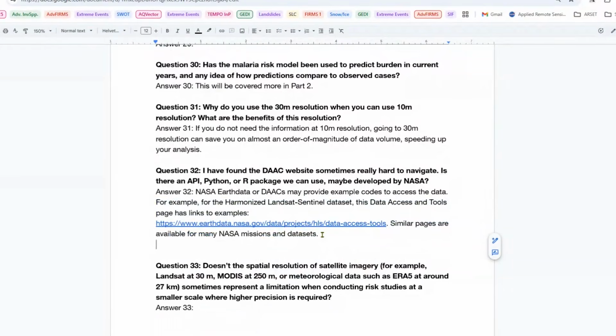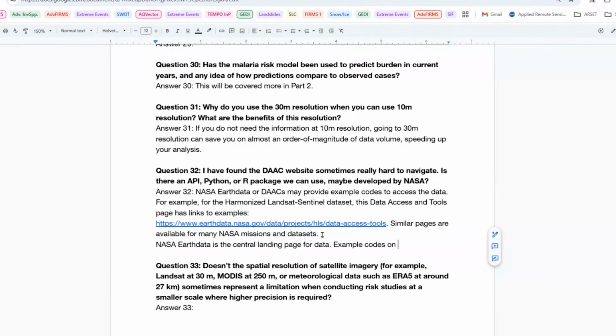Yeah, hello, this is Carl Mallings. I'm another person in the ARSET program. Hopefully you can hear me. So this is a very general question, but broadly speaking, the NASA Earthdata page, earthdata.nasa.gov, is the central landing page for all the NASA data sets. And if you navigate through it to specific data sets, there are often links to example codes or examples showing how to access the data sets.